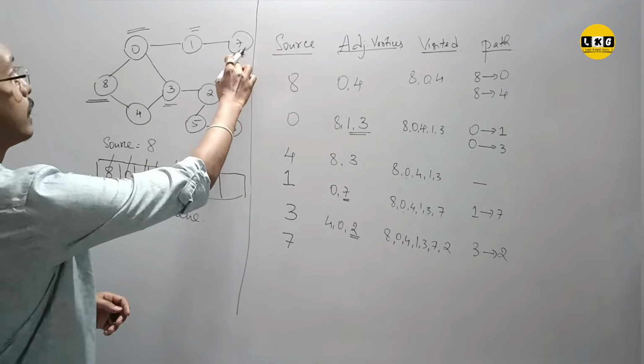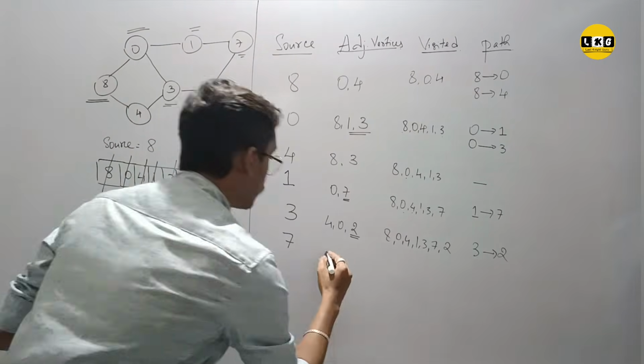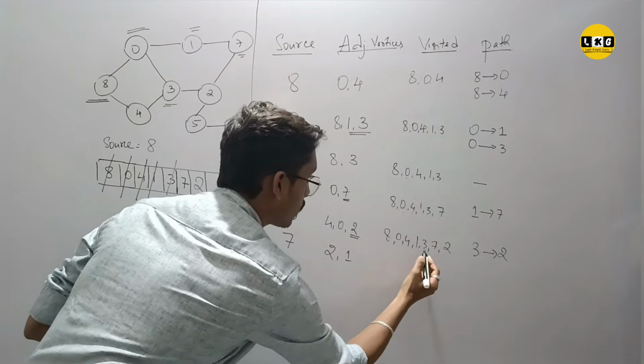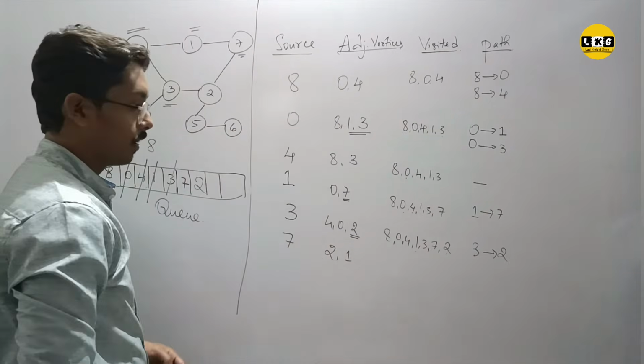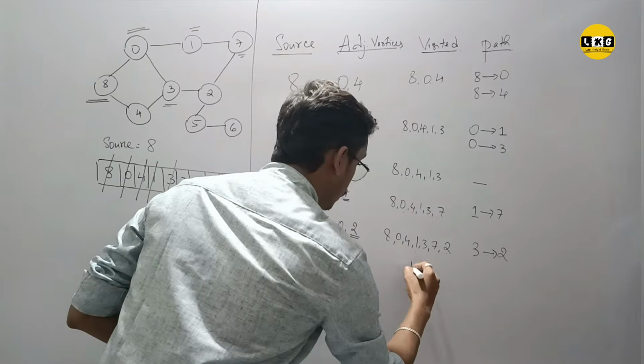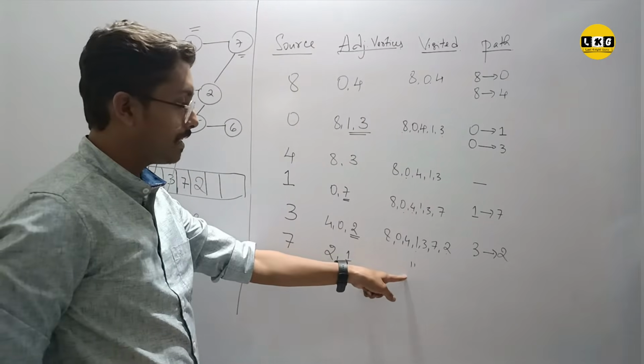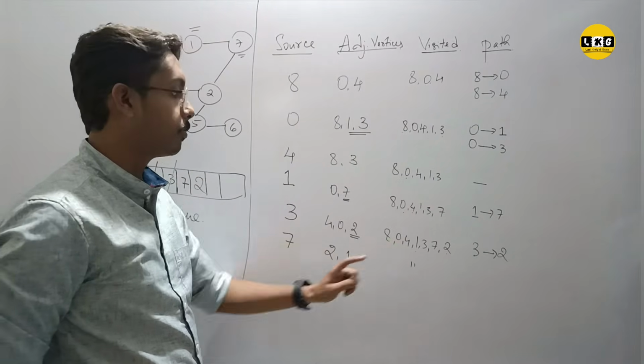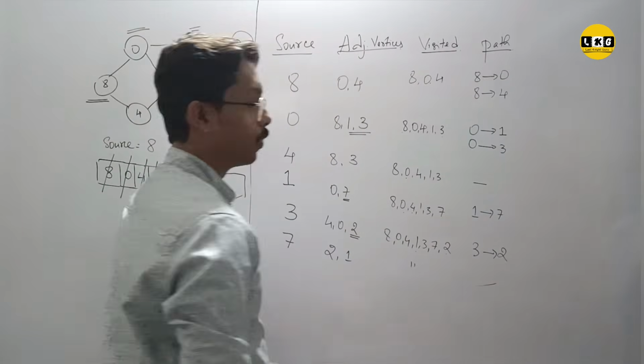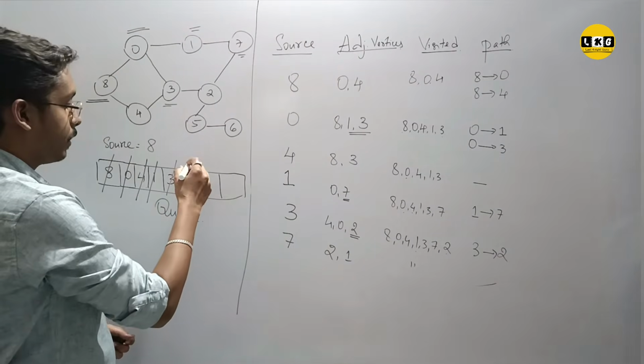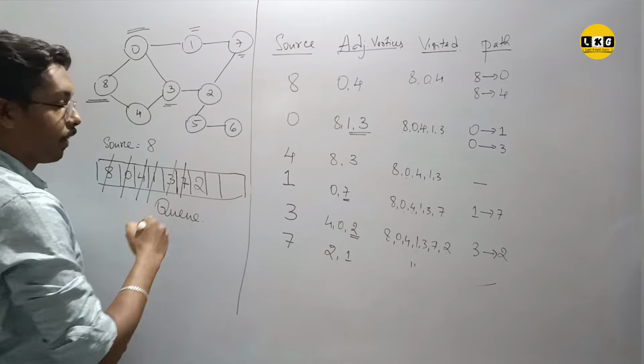From 7, what are the adjacent nodes to 7? 2 and 1. But 2 and 1 are already visited. There are no other nodes to visit, so this will stay as it is. I am putting a ditto here so that you can copy it on the same thing. And there will be no path. So 7 will be deleted from the queue.